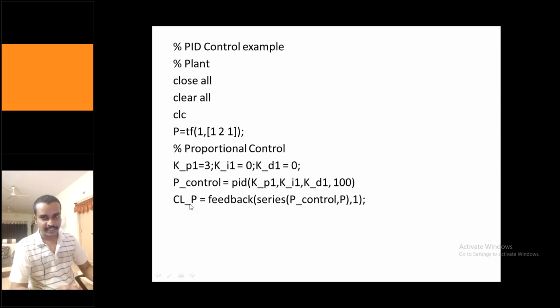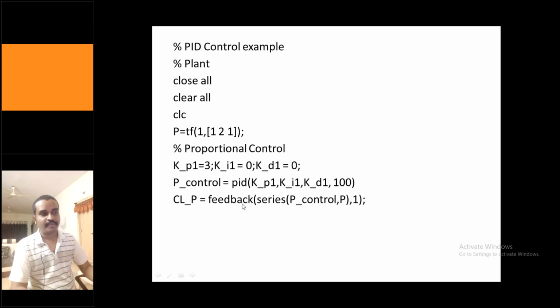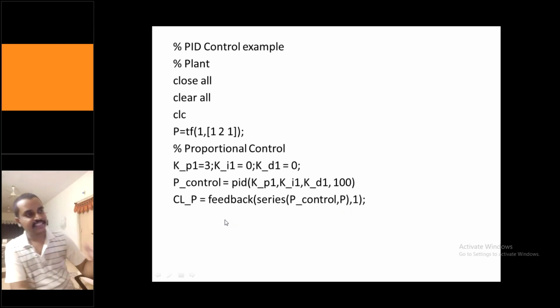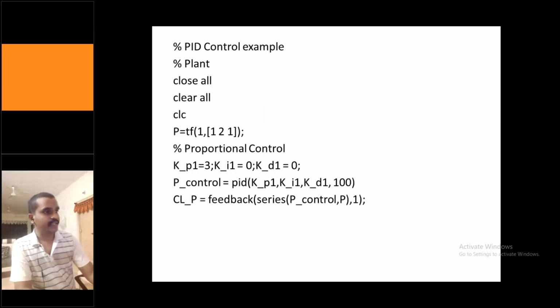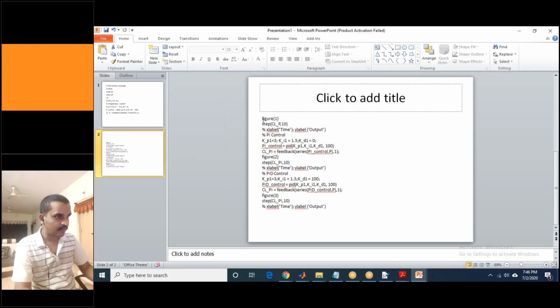So CL underscore P, this is the closed loop. This is closed loop control. What is happening here is feedback. I am creating the feedback of the series of the controller and plant, controller and plant, comma one, so negative feedback by default. This is the example of the proportional controller. In the integral controller, what I'm going to do here, and then I will be plotting the step response. I should have kept this plot one.